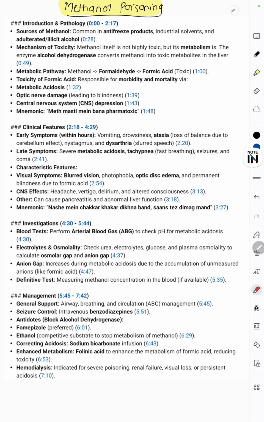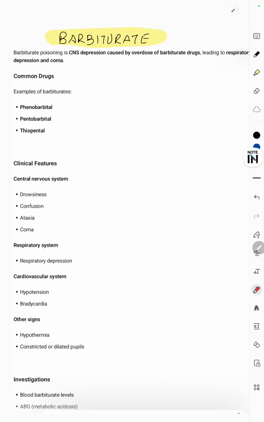Why is folinic acid given? It enhances the metabolism of formic acid, because of which the formic acid will be further degraded. Hemodialysis can be done in severe, refractory cases, where there is visual loss, renal failure, or persistent acidosis. Next is barbiturate poisoning.